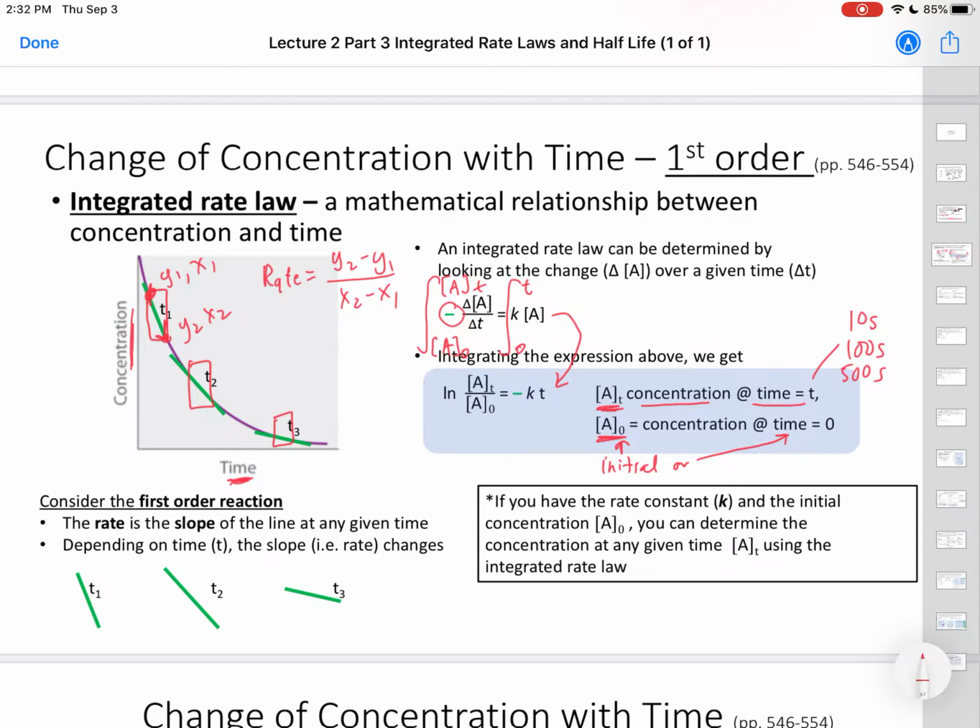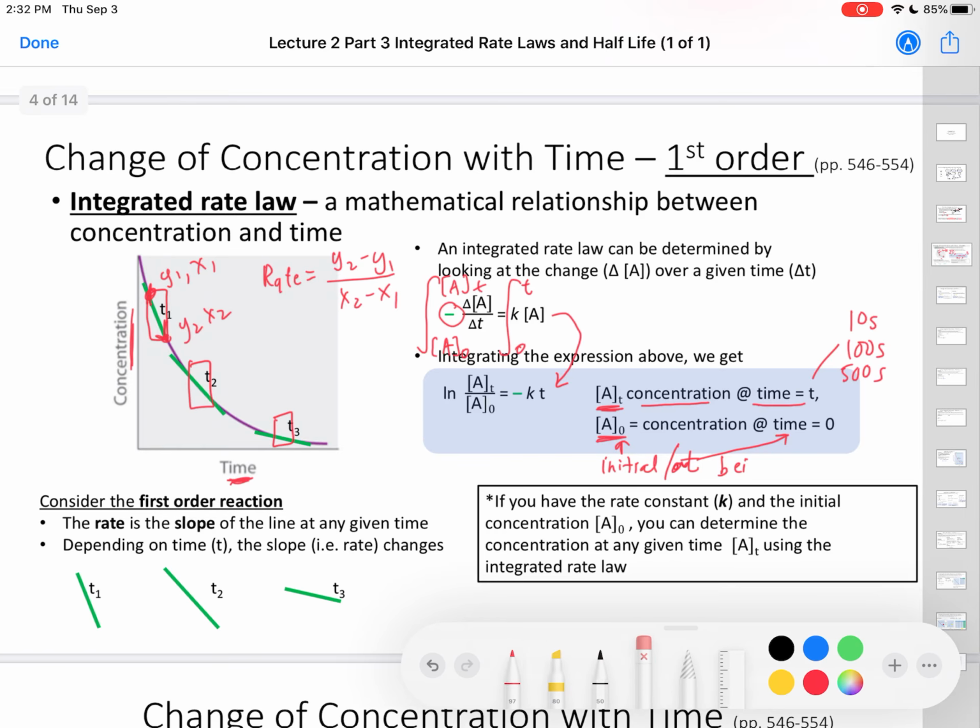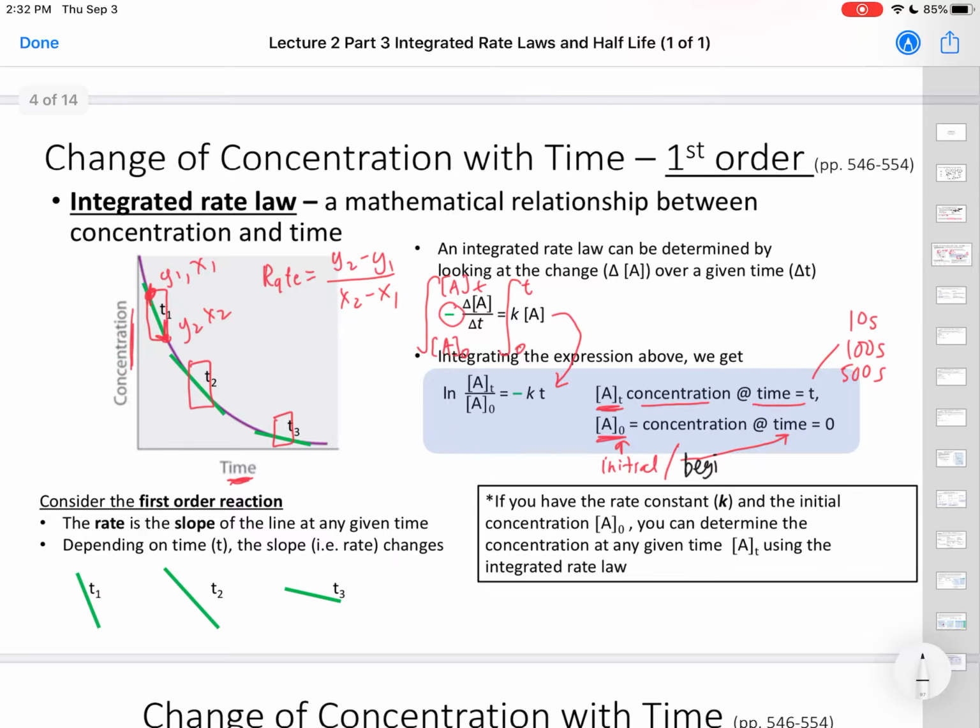A of 0, and this 0 stands for initial, or time 0, means that this is the concentration at the beginning of the reaction. Another way of thinking about this is how much you've added to the reaction flask at the beginning, okay? So if you have the rate constant k and the initial concentration, which you should have because if you started the experiment, you should know how much you added at the beginning, you can determine the concentration at any given time, A of t, using the integrated rate law, okay?